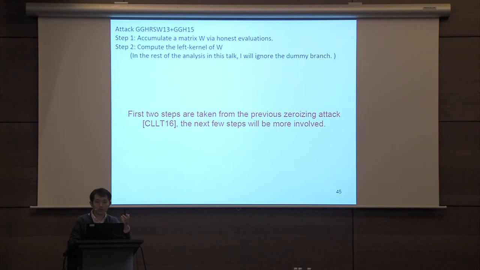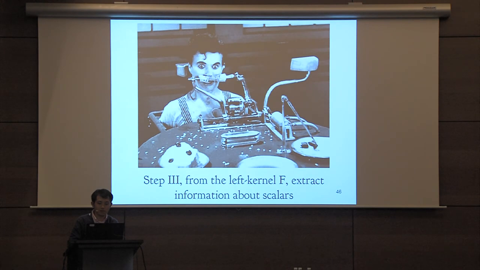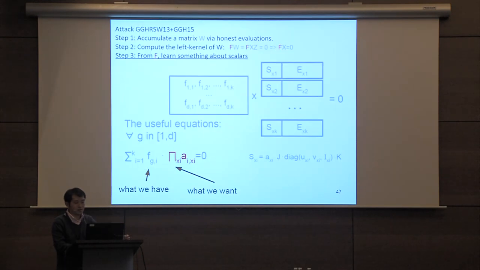And then the next few steps are going to involve the obfuscation features. Steps three and four are going to be extracting the information about the scalars from the left kernel. This is actually a very complicated step, but I summarized the result of analyzing this step. By the commutativity of the scalars, you can rewrite each subset product of S in that way, so therefore A can pop out in the beginning, and you just cut off all the randomized things. You can organize the equations about A's in this way.